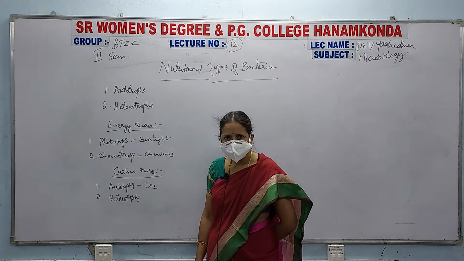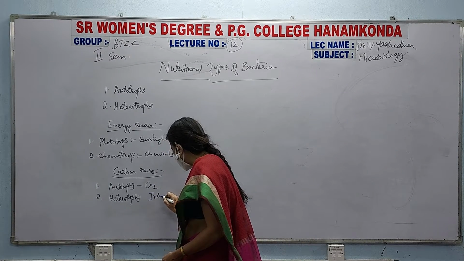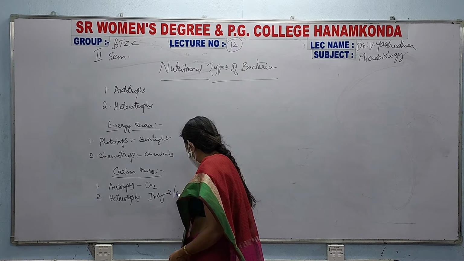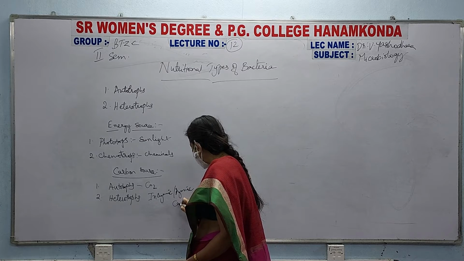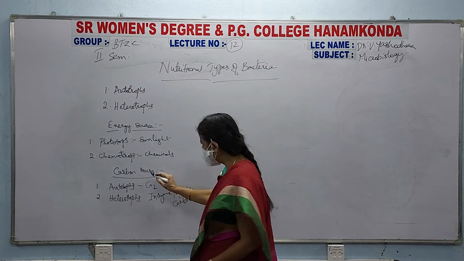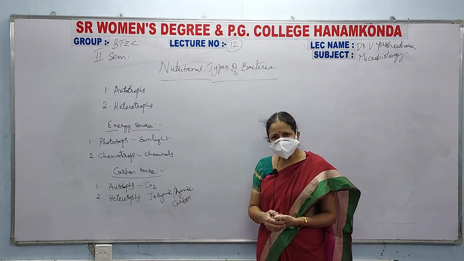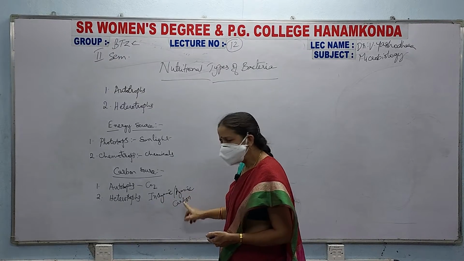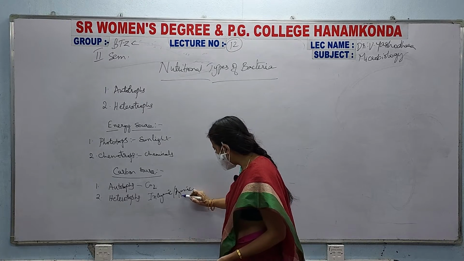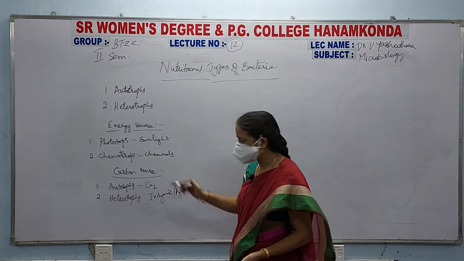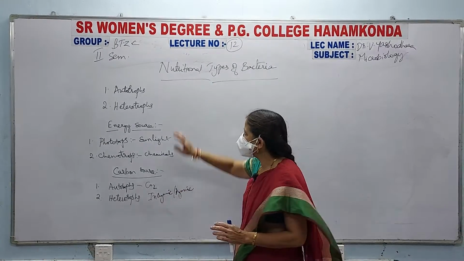Heterotrophs are the organisms which utilize inorganic and organic carbon as a carbon source. They utilize either inorganic or organic substances as a carbon source. Not only carbon, inorganic and organic substances can be used as a carbon source. Such organisms are called heterotrophs. Again, I will repeat it.